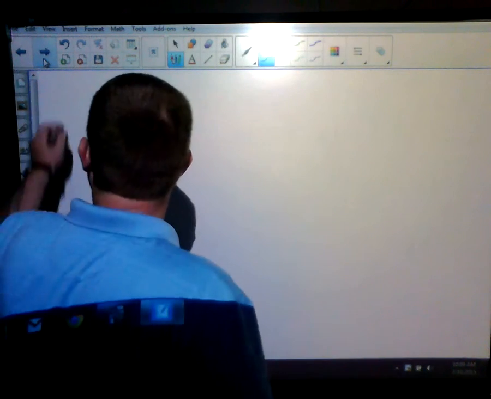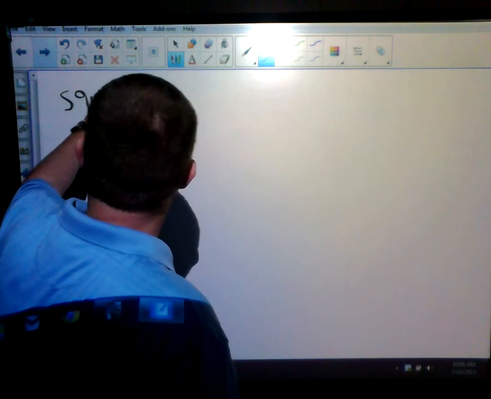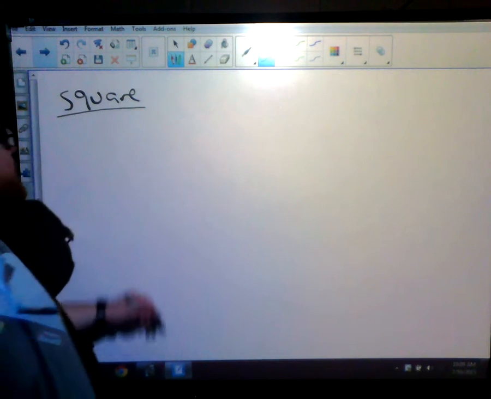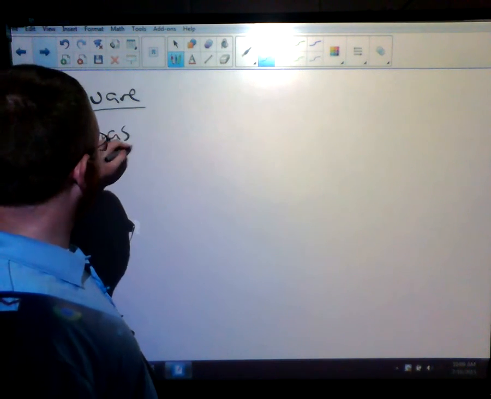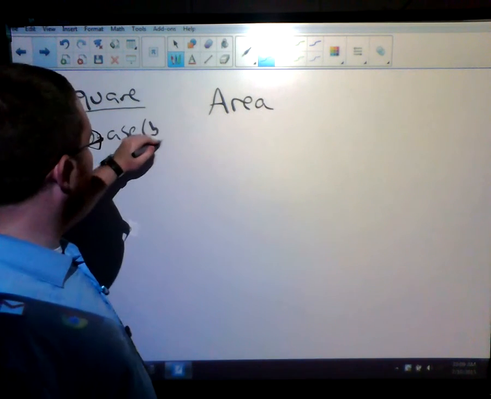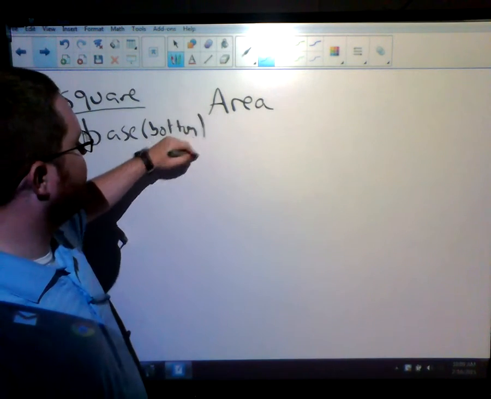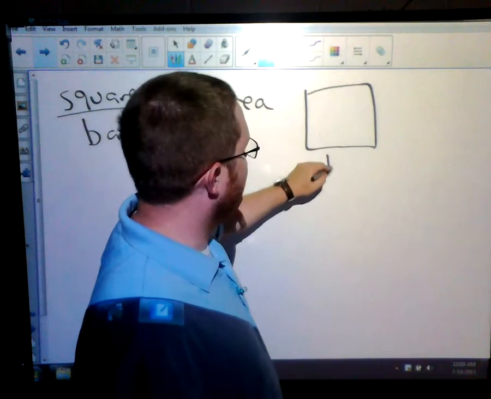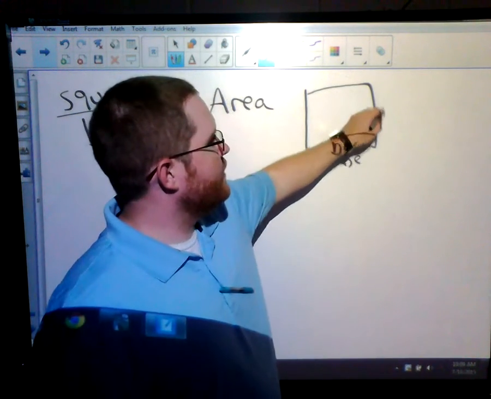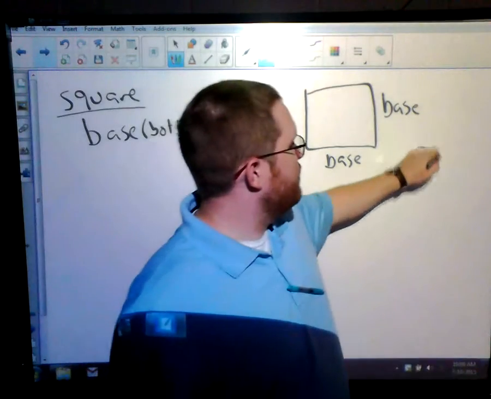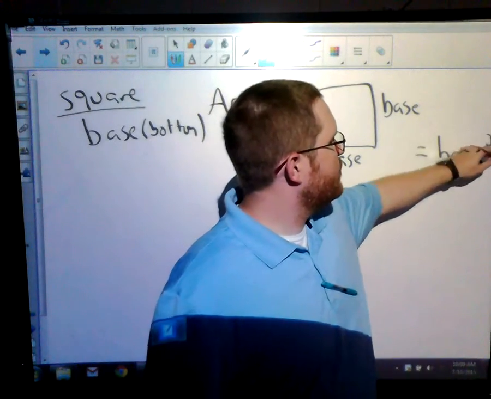Now what do I mean by geometric formulas? Well, let's talk about a square cross-section. Remember, the base is always on the bottom. But what would the area of a square look like? Well, here's a square and the base is right here. What about this? This would also be the same as the base because it's a square. So this would be base squared.